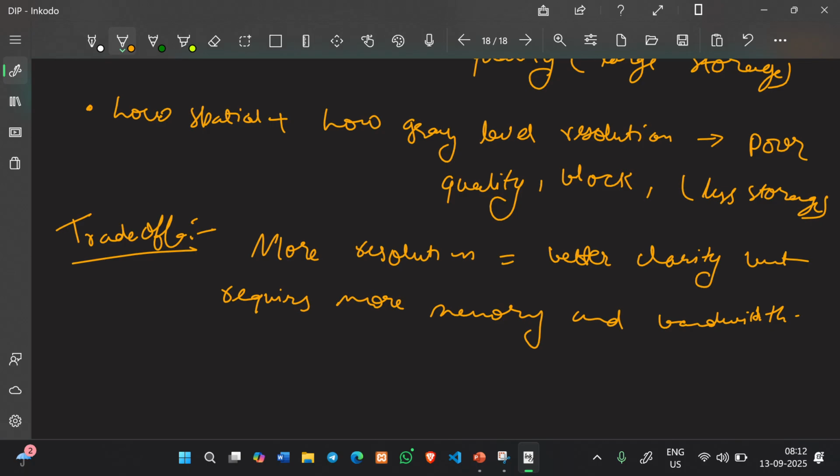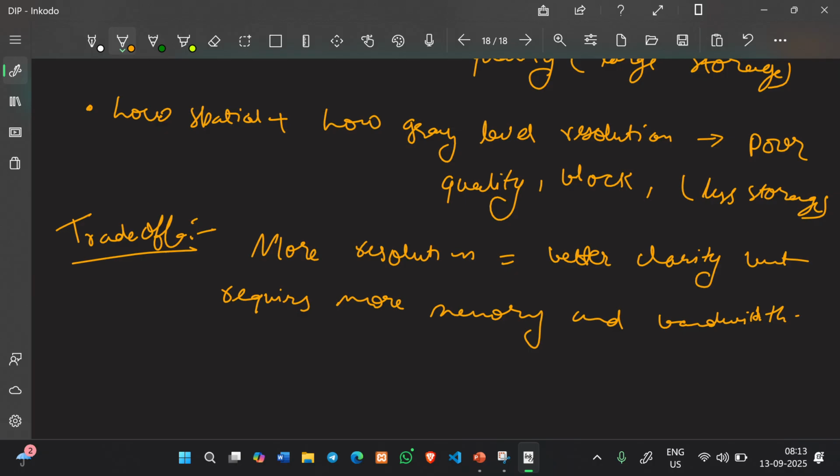So let's take a practical example. In medical imaging, high spatial resolution is critical for detecting small tumors. In satellite imaging, high gray level resolution helps to detect subtle differences in the terrain. And in streaming and storage, we sometimes reduce resolution adaptively to save space. I hope I am clear.